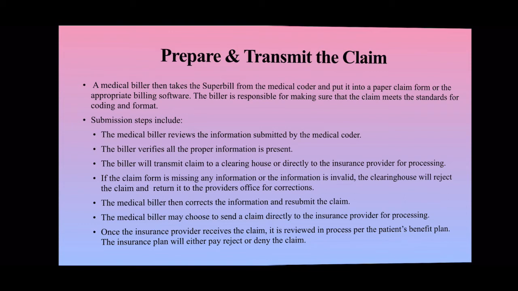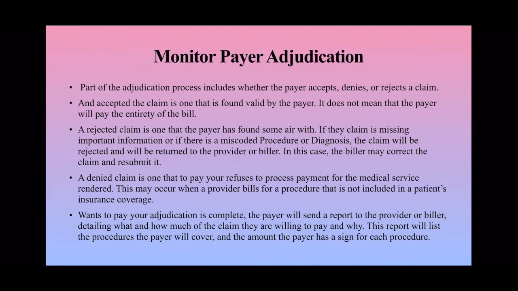A denied claim is one that the payer refuses to process payment for the medical service rendered. This may occur when a provider bills for a procedure that is not included in the patient's insurance coverage. Once the payer's adjudication is complete, the payer will send a report to the provider or biller detailing what and how much of the claim they are willing to pay and why. This report will list the procedures the payer will cover and the amount the payer has assigned for each procedure.